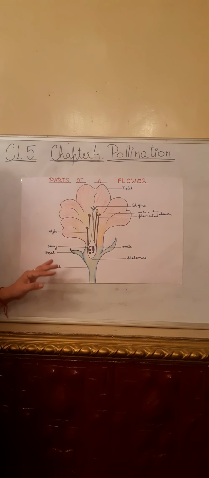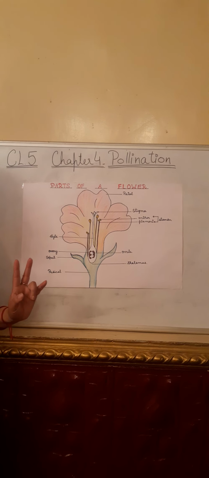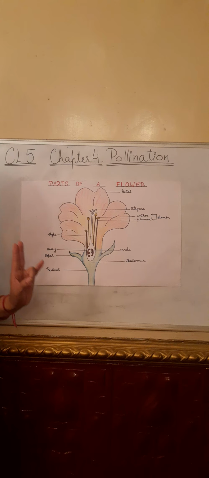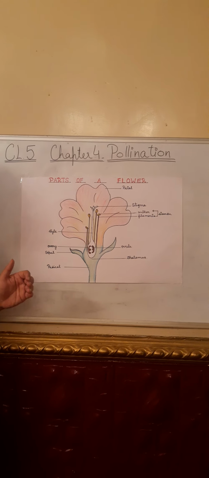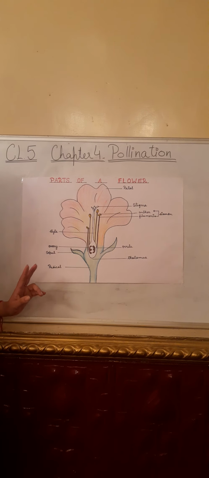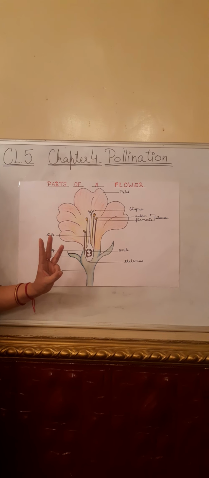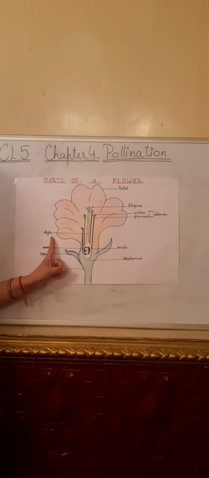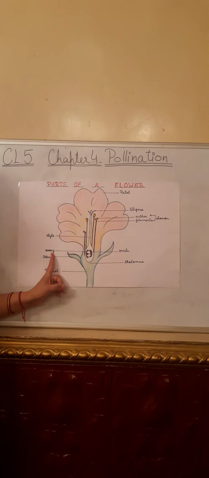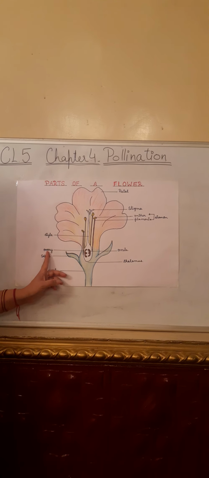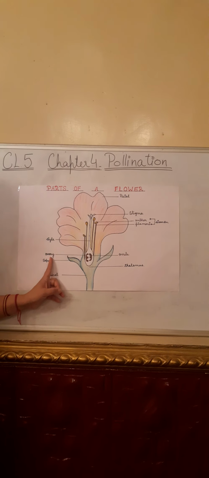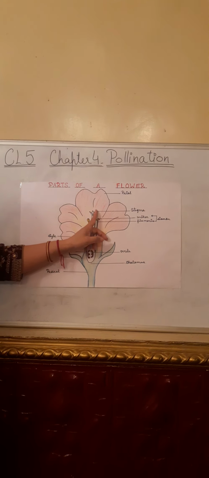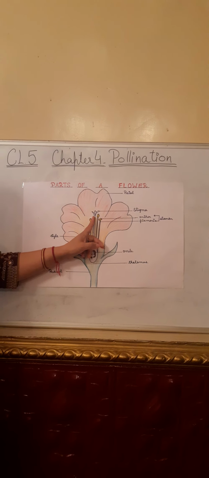Now children, we come to the gynoecium, that is the fourth part of a flower. Gynoecium is the female reproductive part of a flower. It also consists of 3 parts: stigma, style and ovary, and is known as pistil. So the pistil consists of 3 parts, children: stigma, style and ovary. Now children, you can see the swollen part over here. This is known as stigma.